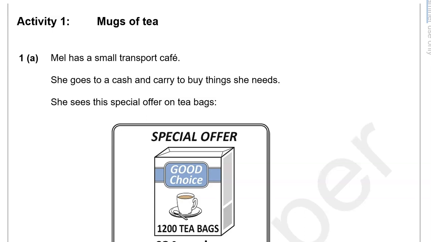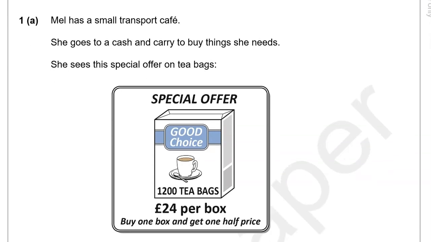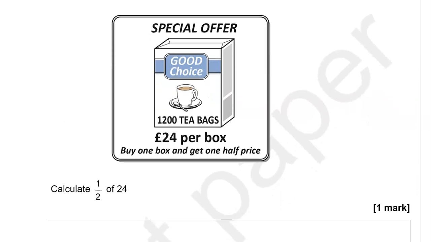Activity 1, Mugs of Tea. Mel has a small transport cafe. She goes to a cash and carry to buy things she needs. She sees the special offer on tea bags. Special offer, 1,200 tea bags, £24 per box. Buy one box and get one half price.